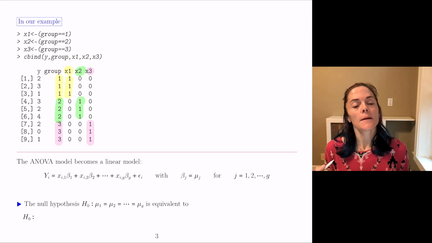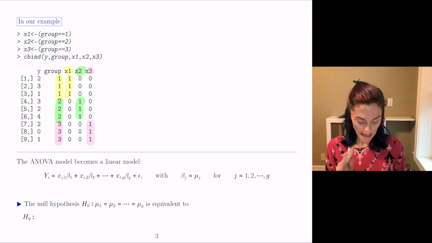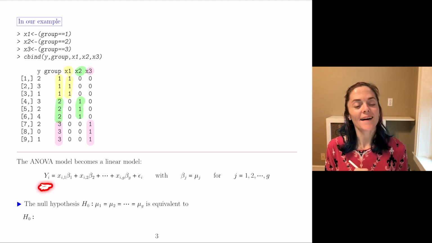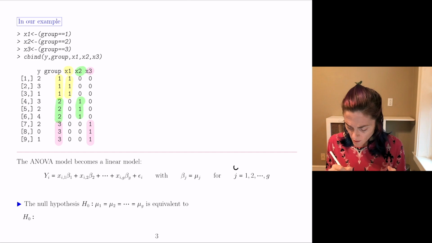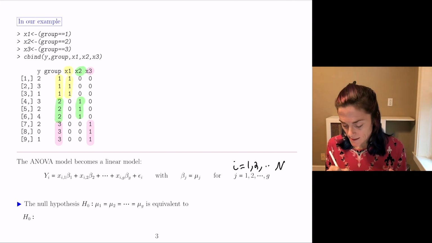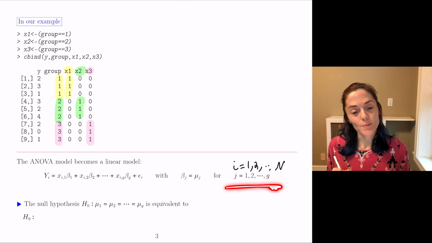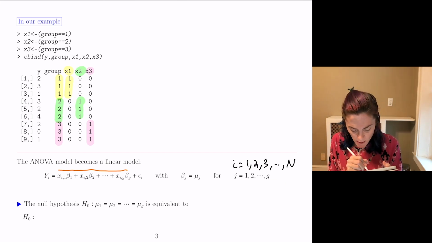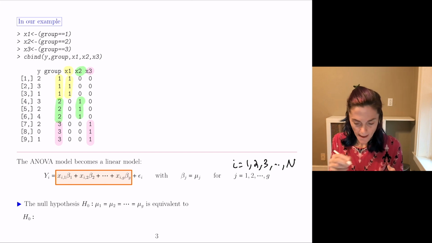The ANOVA becomes a linear model using these x_ij's, where Y_i is the sum. Now, here the i goes from 1 to capital N, all capital N observations, and then the j's range over the groups. Let's stare at this part for a moment to make some sense of this.